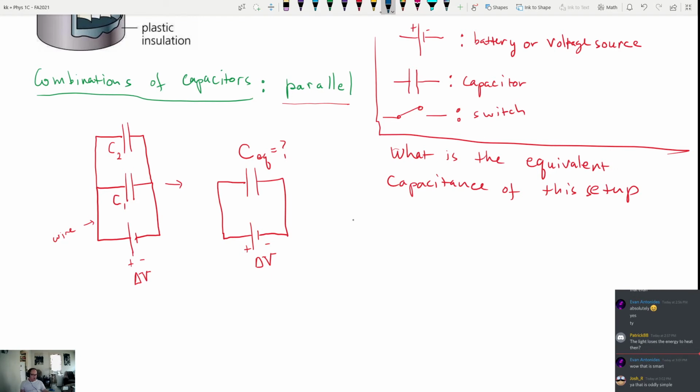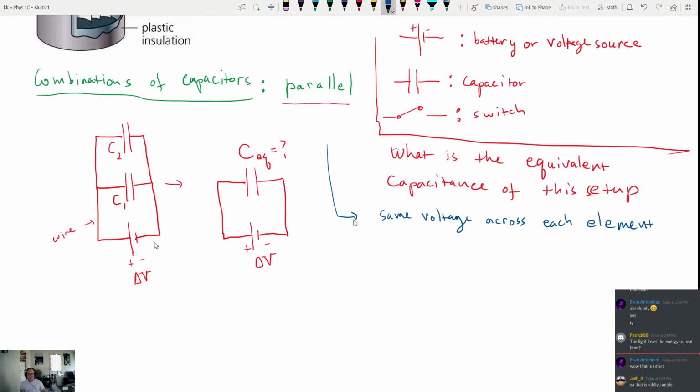Okay. So this is really important to understand. Whenever I connect something in parallel, parallel means same voltage across each capacitor or each element.